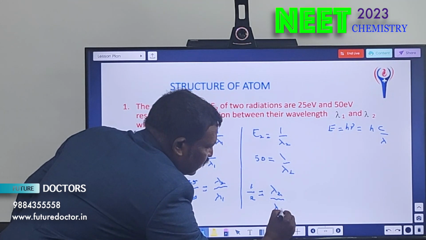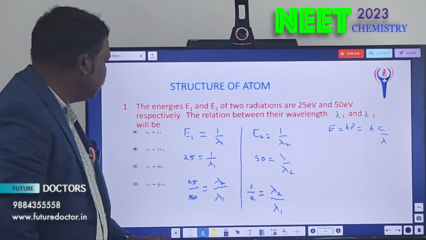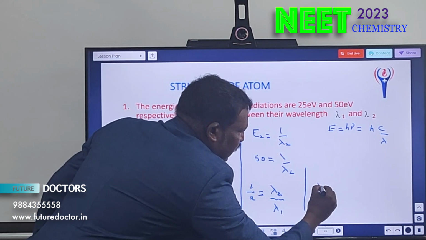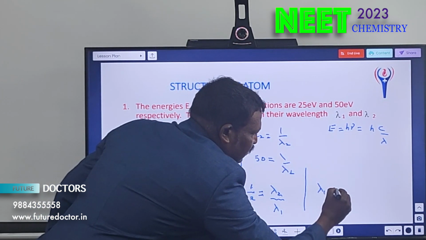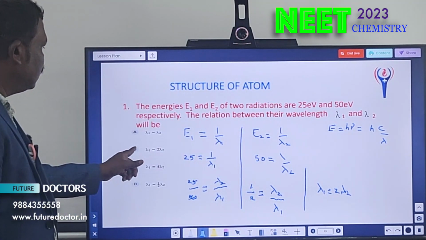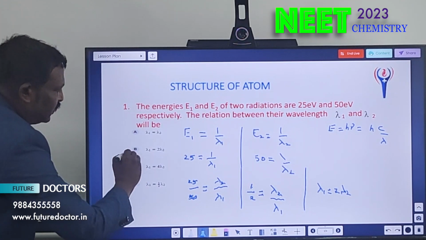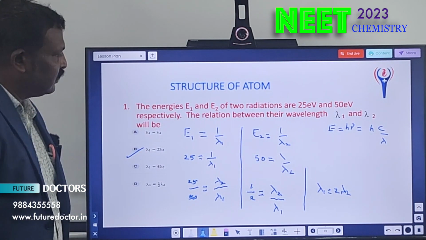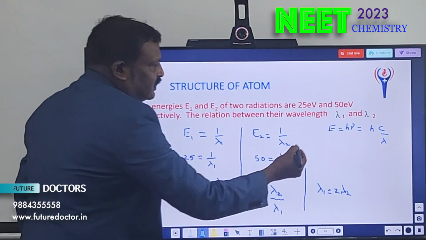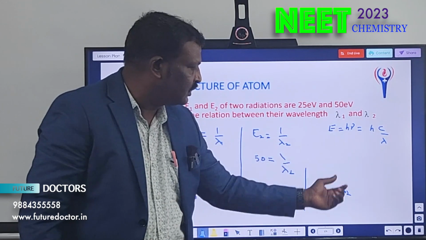You just cross multiply. So lambda 1 is equal to 2 lambda 2. Understood? Option B is the correct one. That's the relation between these two. Just remember, energy and wavelength are inversely proportional. If you know this, you are able to solve them.